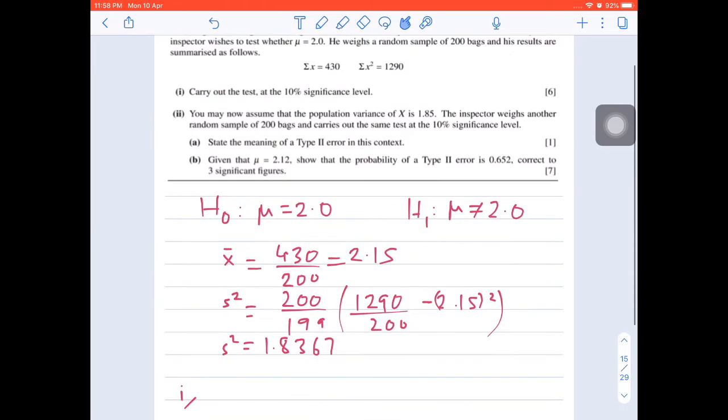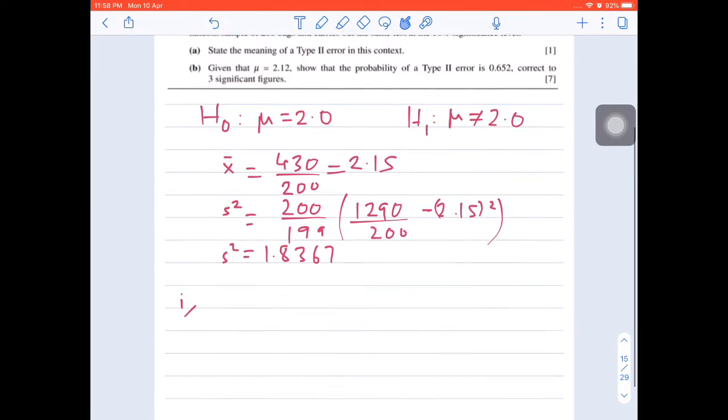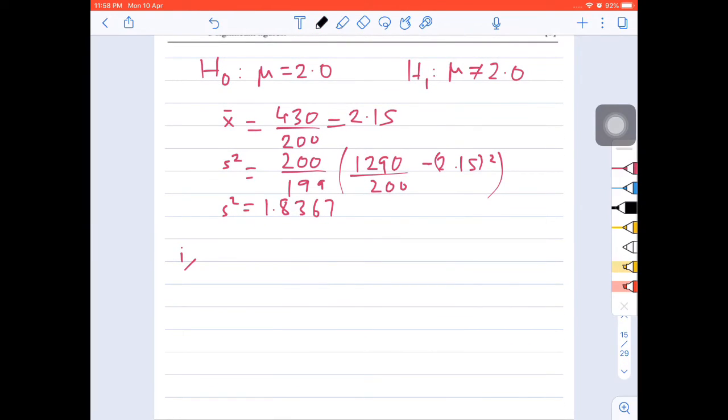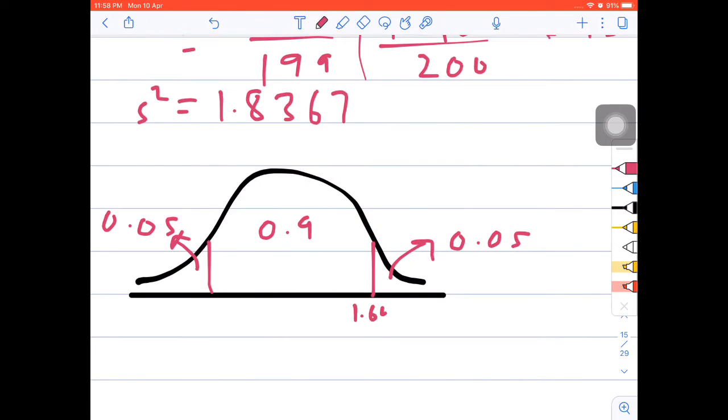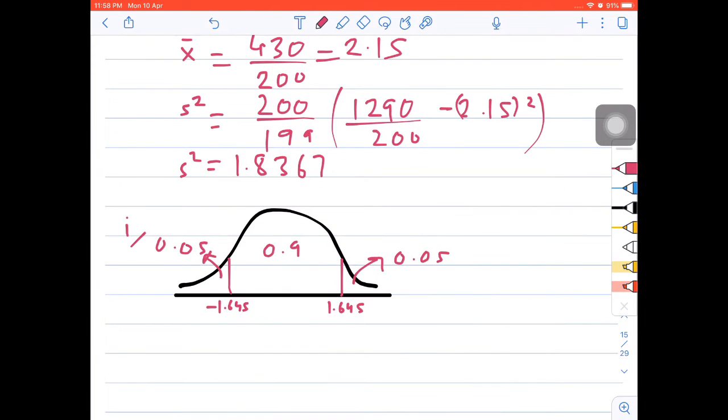Now the first part is carry out the test at the 10% significance level. So first I'll draw the graph because it's a two-tailed test. So it's 10%, so this should be 0.05 and this should also be 0.05. The central region will be 0.9. So from here till here it's 0.95. The value at 0.95 is 1.645. That means that this is 1.645. This is negative 1.645. So we've gotten the critical values.